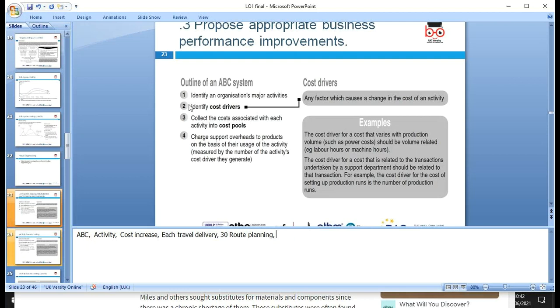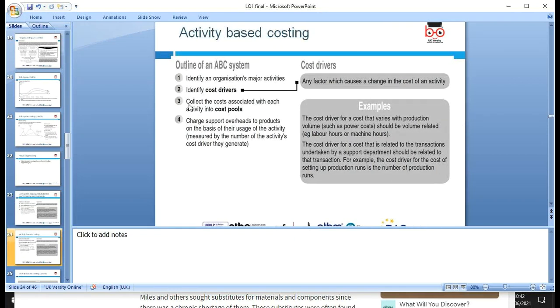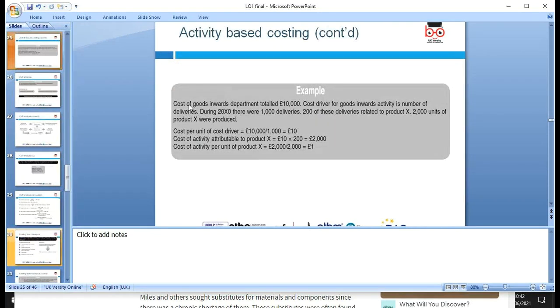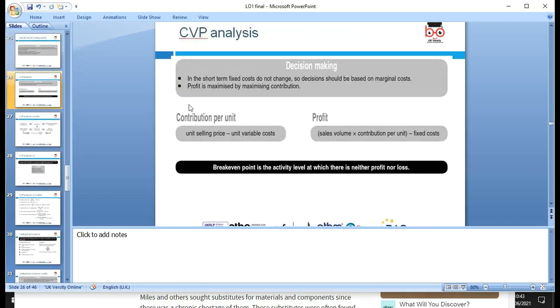We think about all possible options, because we have to identify which thing drives the cost. We have an example here of activity-based costing. We see the cost driver, the number of deliveries: 1,000 deliveries, 200 of which relate to product X and others. So we can identify how much of the cost goes towards product X, product Y, and so on.